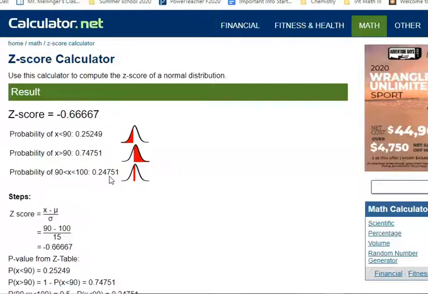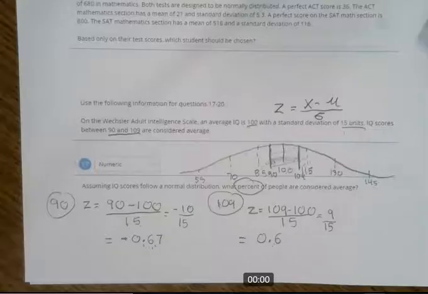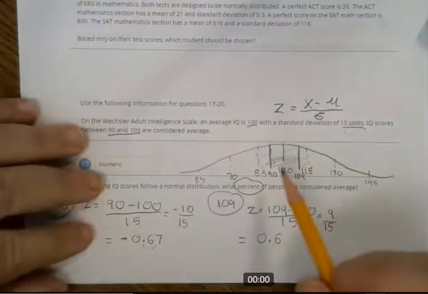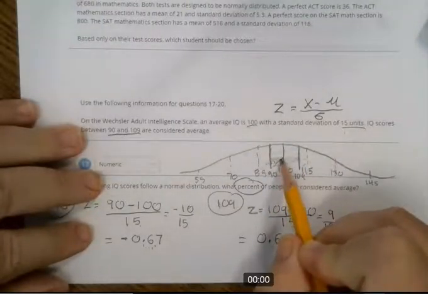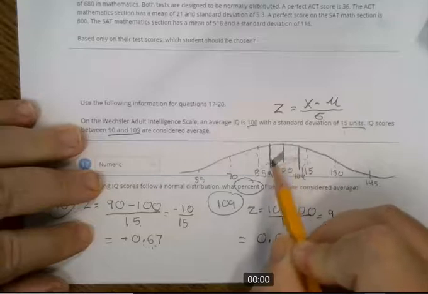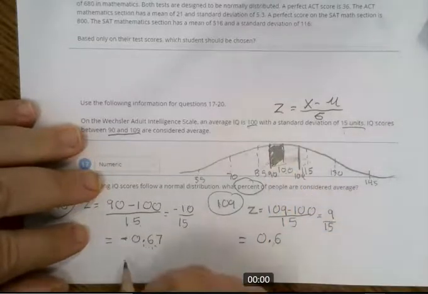Okay, so I am going to go back. And what that was, this area right here that I'm shading in heavily now, that's the area between 90 and 100. So I'm going to come down here, and that is 0.248.